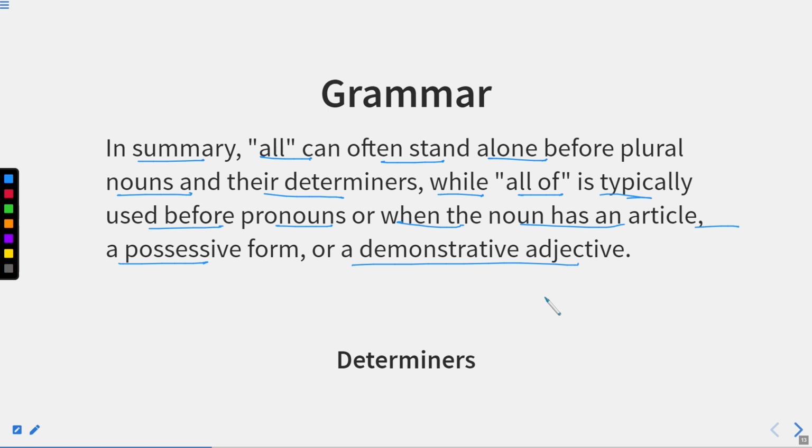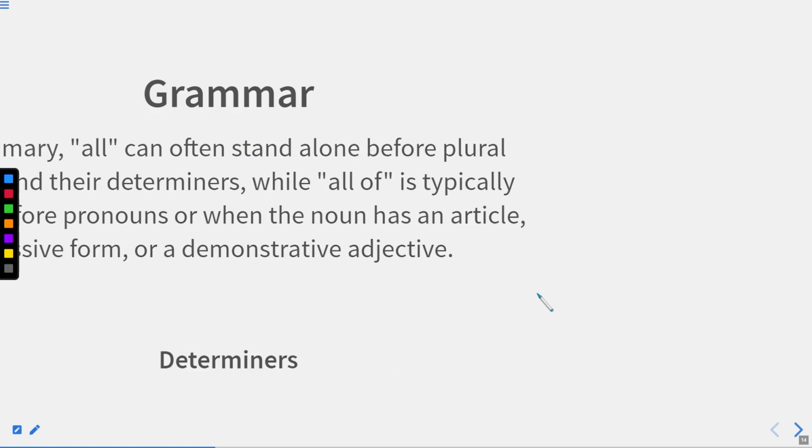We can also use all of the members, all of his savings, all of your, suppose, all of your books. So we can use it like that. And we can also use a pronoun, that is, all of you. So all of you is a pronoun of objective case. So we can use all of and all, both. Both the structures are correct. Now let us move to the next one.